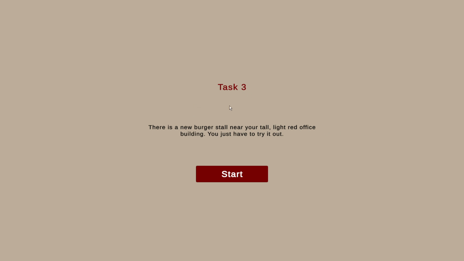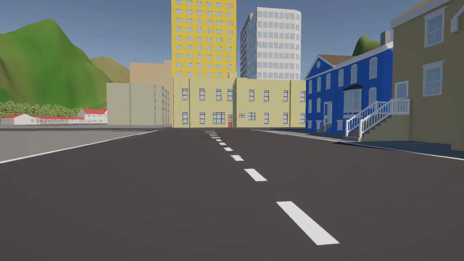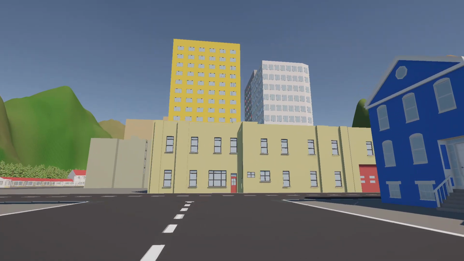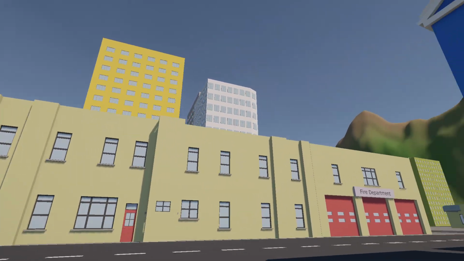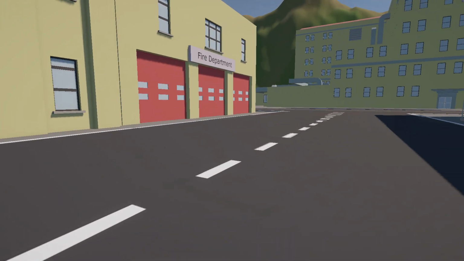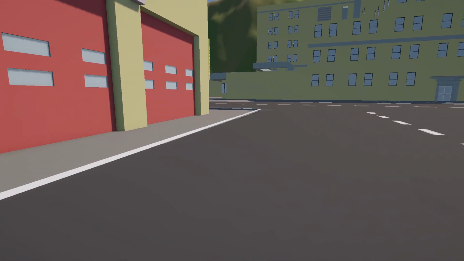So task 3, there's a burger stall near your tall light red office building. You have to try it out. Okay, so I think I must try out this burger. I can't directly see the red building from this angle, but I can see some tall buildings. So in this case, I would go towards them.